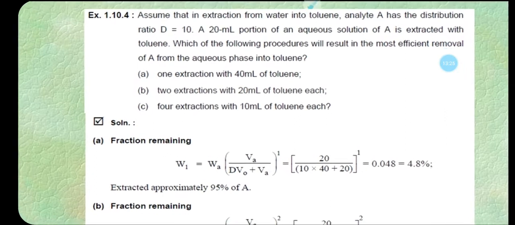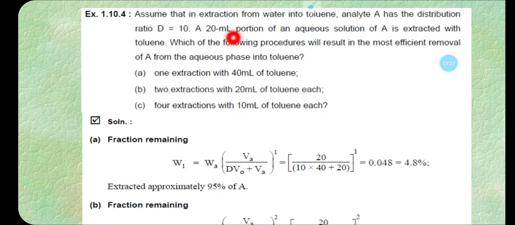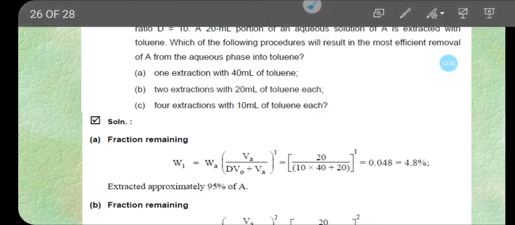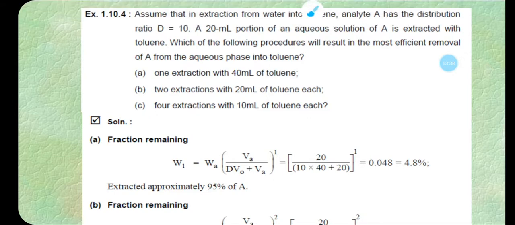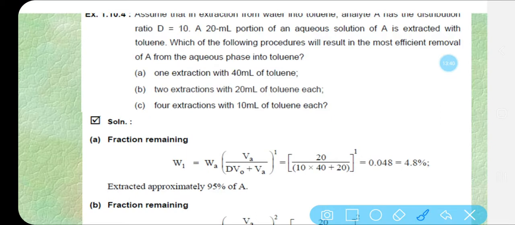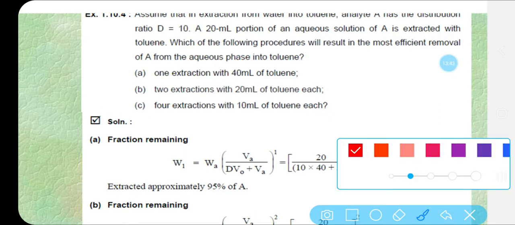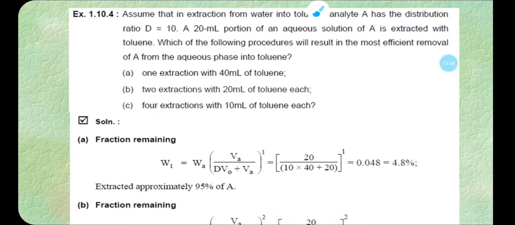Similarly, the next numerical: assume the extraction is from water into toluene, and analyte A has a distribution ratio D equal to 10. A 20 ml portion of an aqueous solution of A is extracted with toluene.